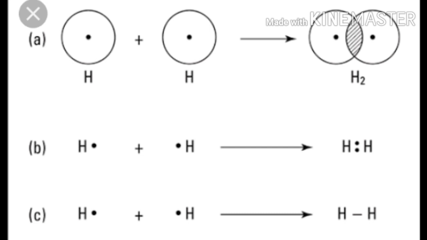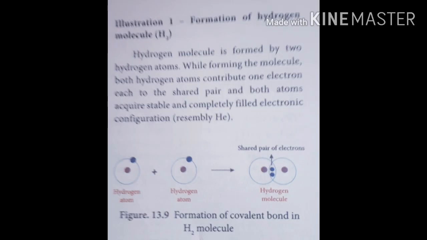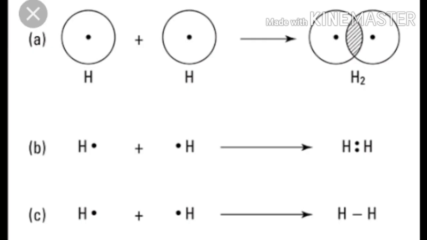So each hydrogen atom has 1 electron in it, and it needs one more electron to attain the electronic configuration of helium, that is 2. Helium is an inert gas, and its electronic configuration is 2. So each hydrogen atom needs one more electron to attain the stable electronic configuration of the inert gas helium, which is nearer to it. So it contributes 1 electron each to the shared pair, and both atoms acquire a stable, completely filled electronic configuration by sharing the electrons.